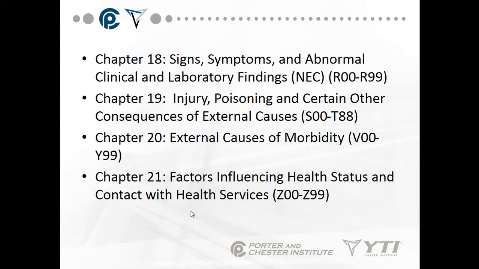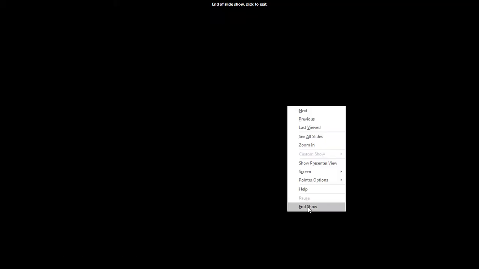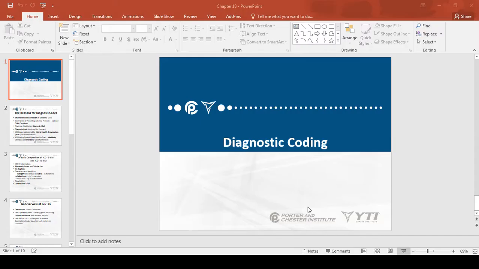And chapter 21 are factors influencing health status and contact with health services, like Z codes, routine physical, mental health services, routine OB visits, and health insurance physicals as well. So there is a quick overview of ICD-10-CM diagnostic codes.